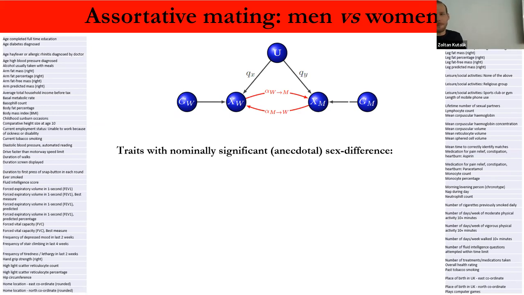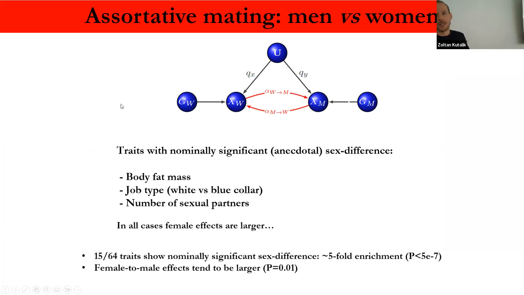So actually, the three traits that came up were body fat mass, job type, and number of sexual partners in life. And in every case the females were pickier; basically their effects were stronger on men than men's effects were on women.